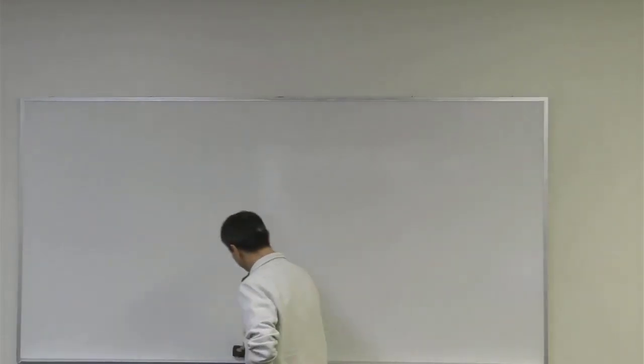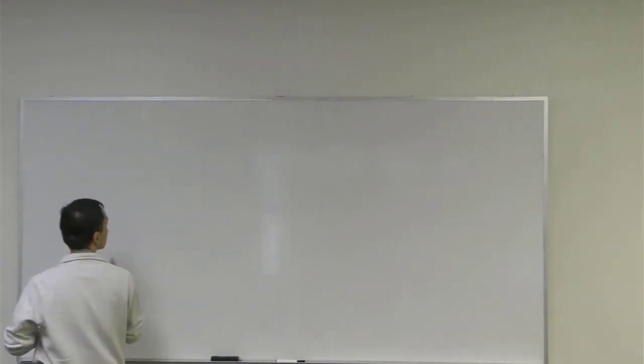Now we're looking at the graph for cosecant. We've seen the graph for secant earlier, and we're getting to the graph for cosecant.